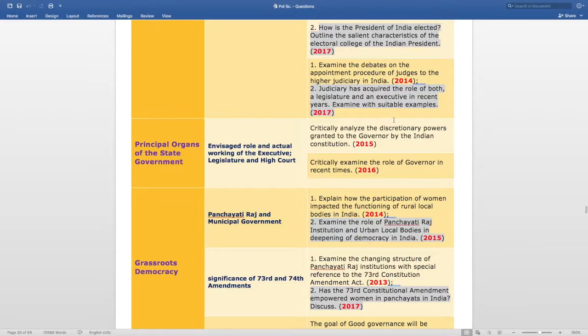Next question is, judiciary has acquired the role of both a legislature and an executive in recent years. Examine with suitable examples. This question is asked in 2017.